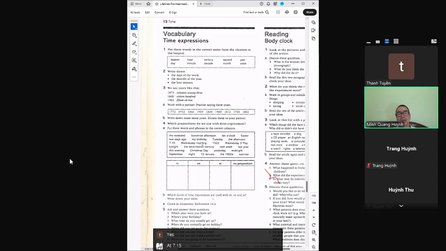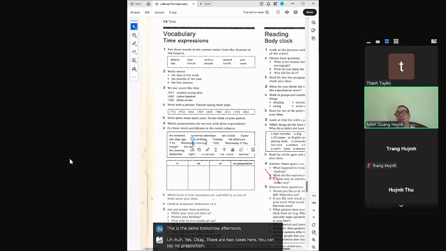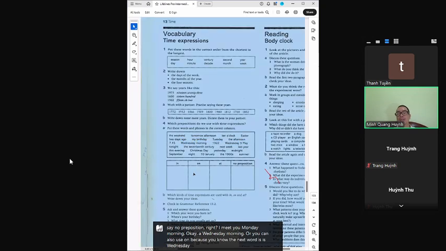Okay. Wednesday morning. No preposition. It's the same as tomorrow afternoon. There are two cases here. You can say no preposition, right? I meet you Monday morning, or Wednesday morning. Or you can also use on, because the next word is Wednesday. You can say on Wednesday morning. So two cases. Sometimes you can say just no preposition, I meet you Monday morning, but you can also say on Monday morning.